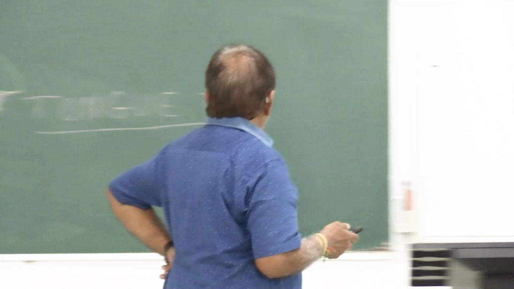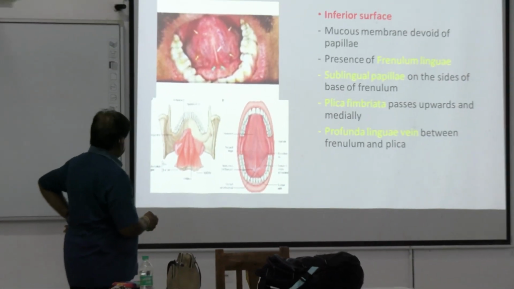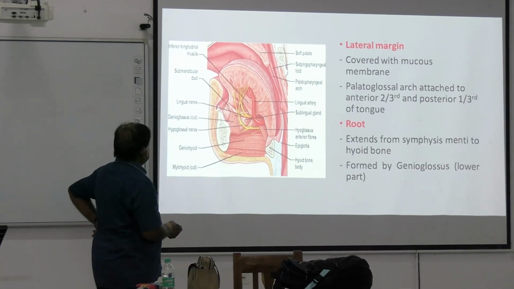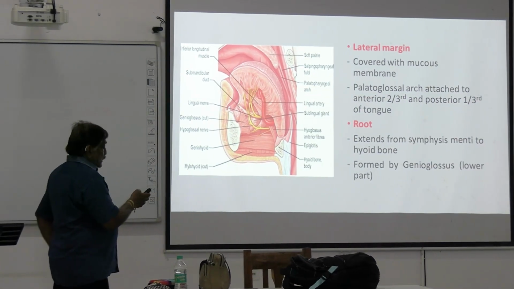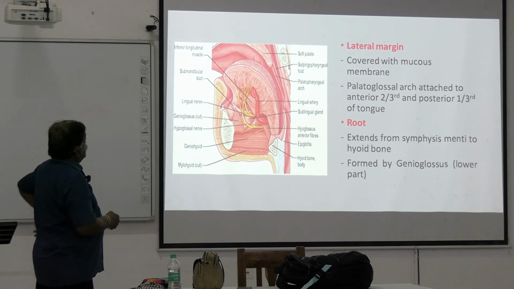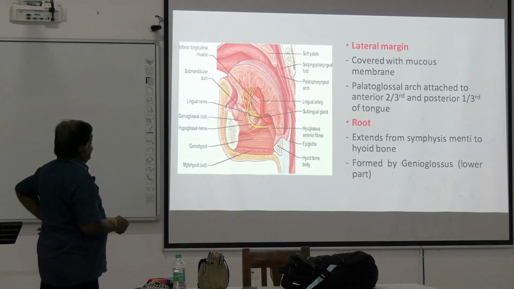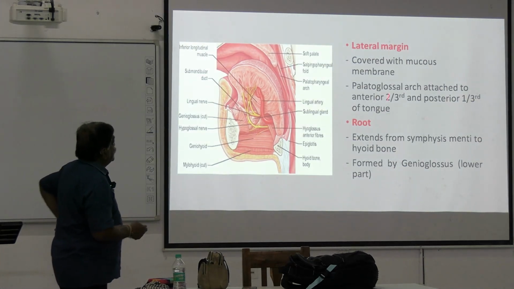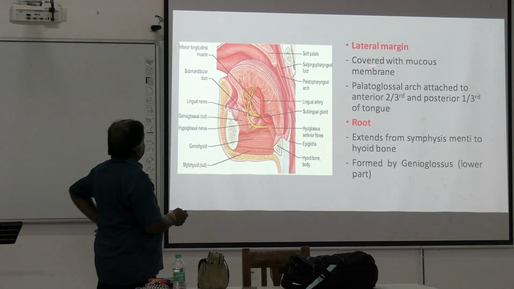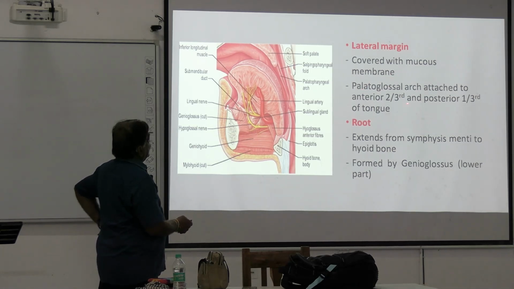Okay? Now, this is a good illustration and a picture, probably from Netter, I think. Lateral margin covered with mucous membrane. Palatoglossal arch attached to the anterior 2/3 and posterior 1/3 of the tongue. Root extends from the symphysis menti to the hyoid bone.